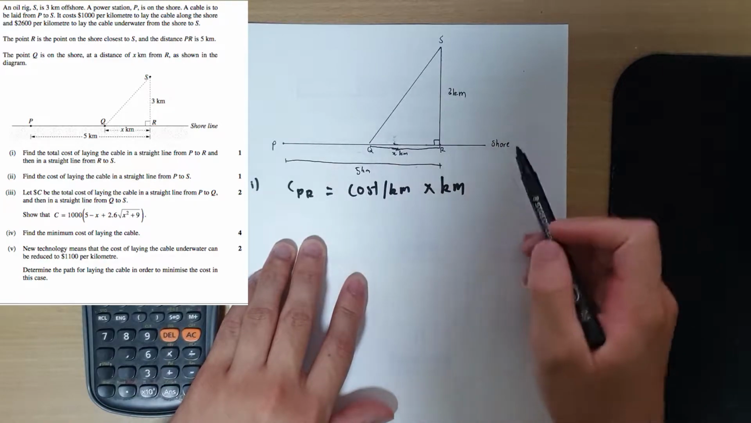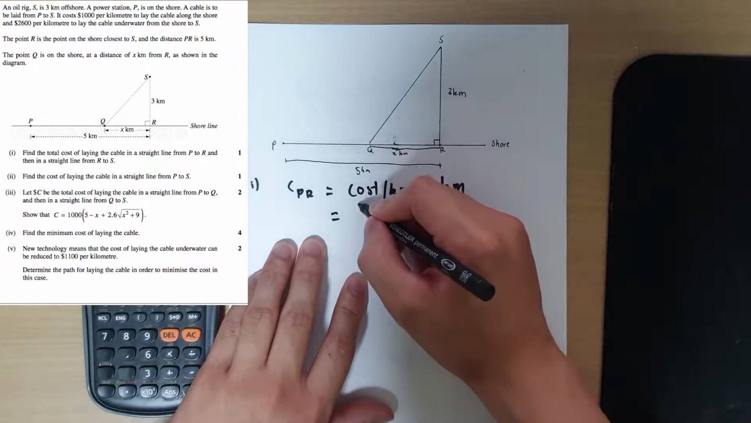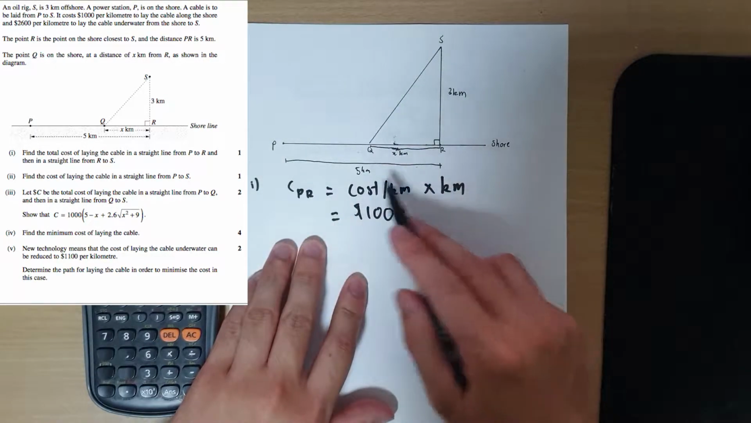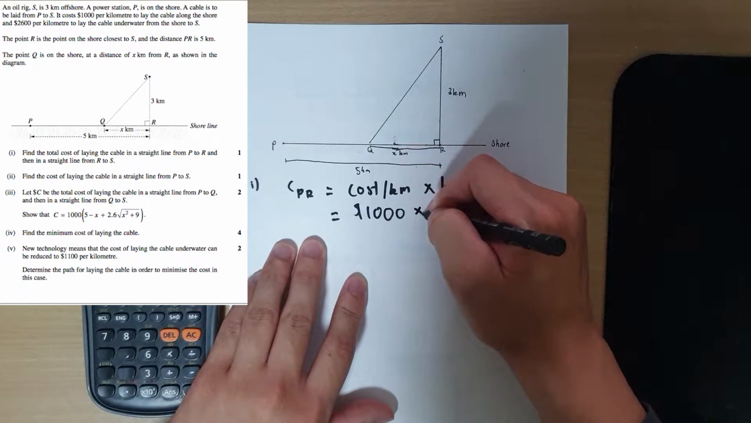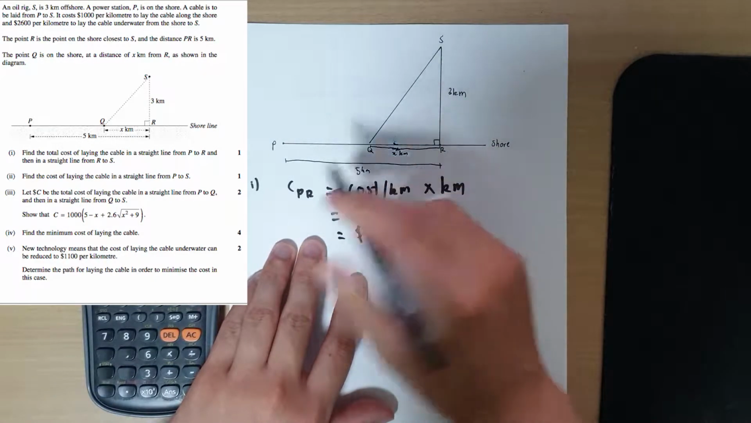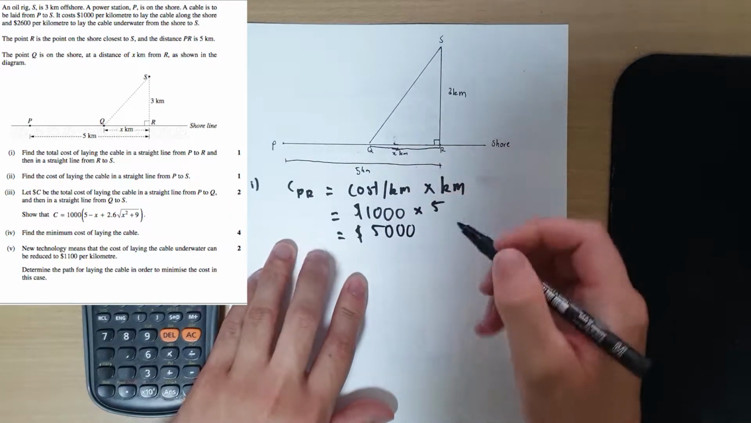PR here is on the shore, right? So our cost on the shore, as we see in the question, is $1,000 per kilometer. And the distance P to R, according to the diagram, is 5 kilometers. So therefore, our total cost of this part, P to R, along the shore, is $5,000. Cool.